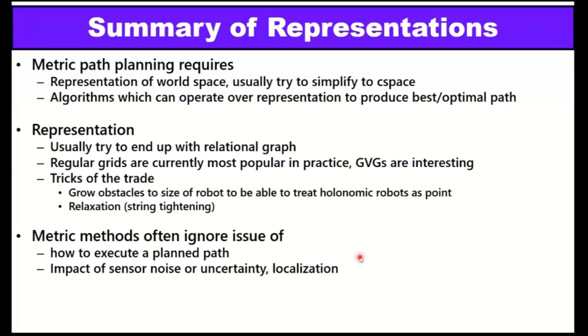Now in metric path planning, we discussed all these techniques where representation, that is breaking up world space, is very important. Representation of that is another problem. Sometimes you need to ignore issues or relax, and sometimes you have to go to exact. So there is always uncertainty because of sensor noise. So you need special techniques to handle these problems.